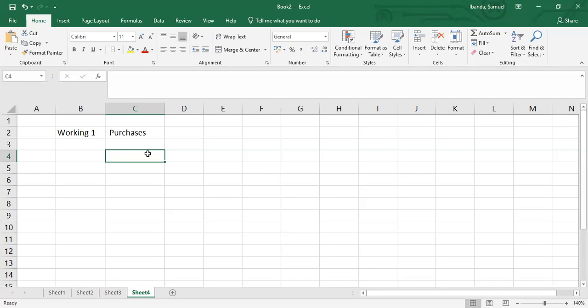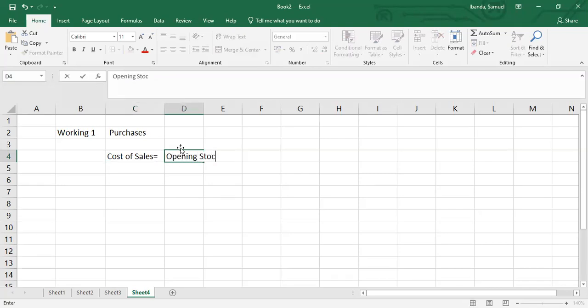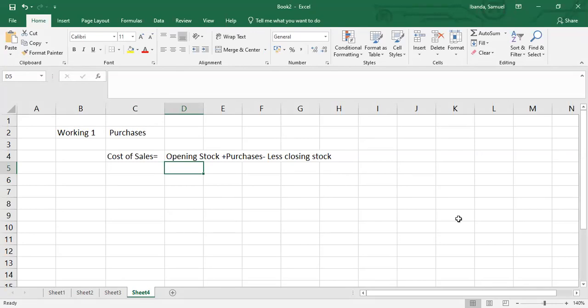Now, you know from the formula of determining cost of sales, okay? Do we know cost of sales? Cost of sales is equal to opening stock, add purchases, less closing stock. So opening stock plus purchases, less closing stock.